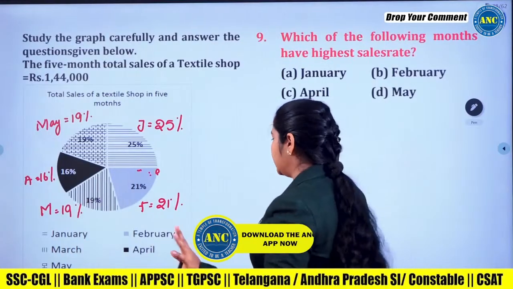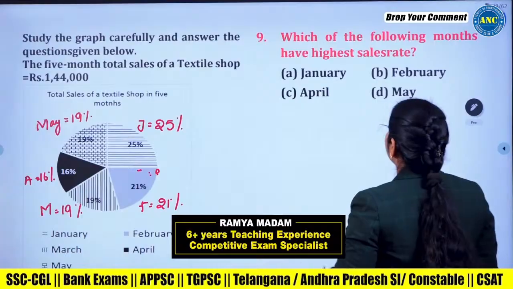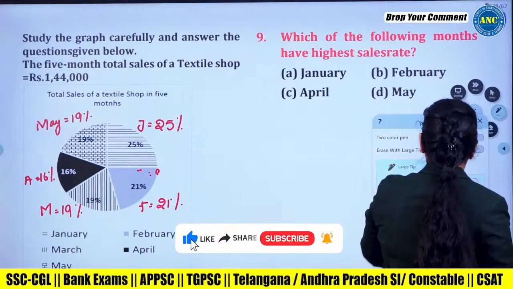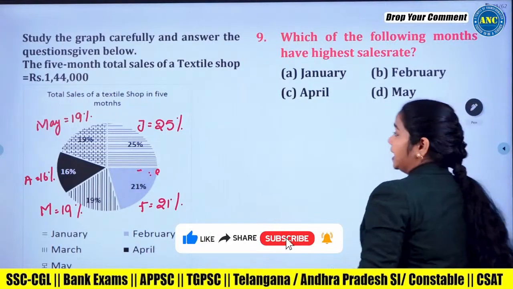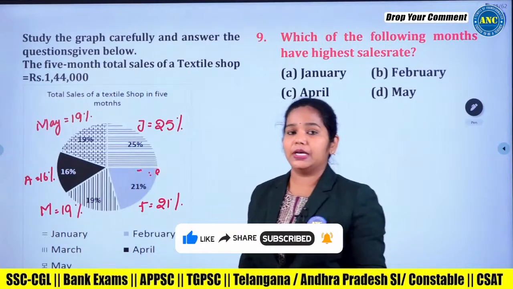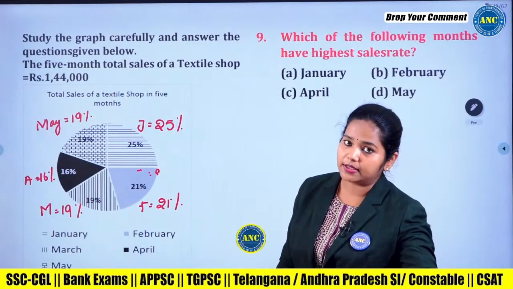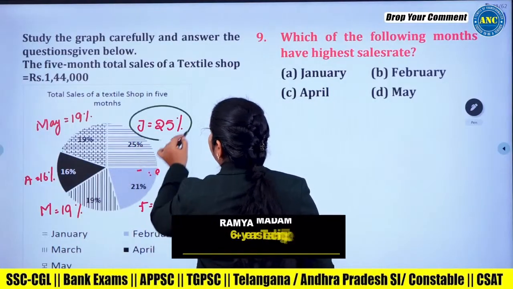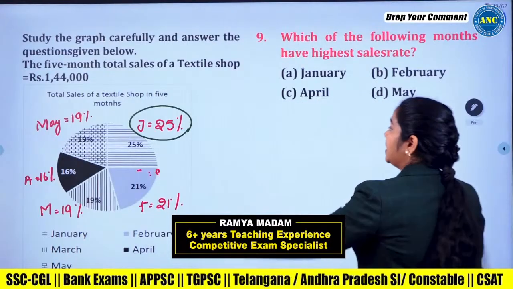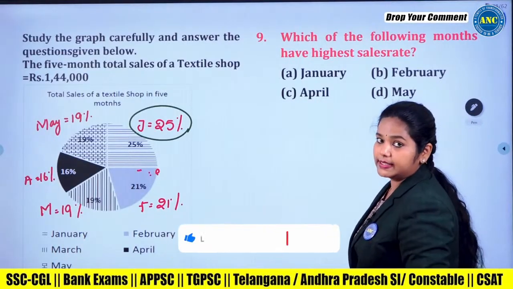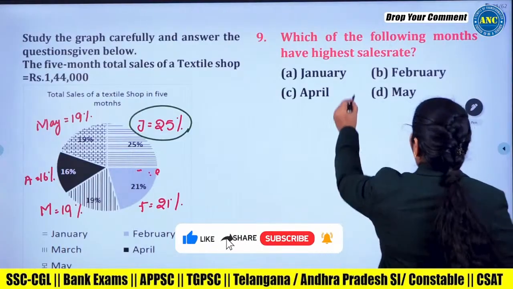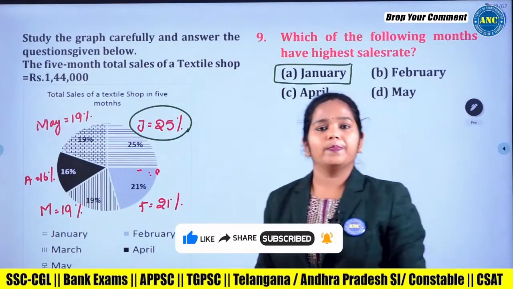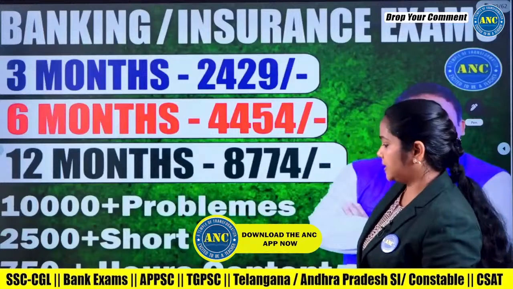Anyways, fine. So here they are asking the highest sales rate. Just observe the pattern. Whichever month is having the highest percentage, that month is having the highest sales rate. If you see all, January is having the highest percentage. So January is having the highest sales rate. Option A, January is the correct answer. Right? Good to go?